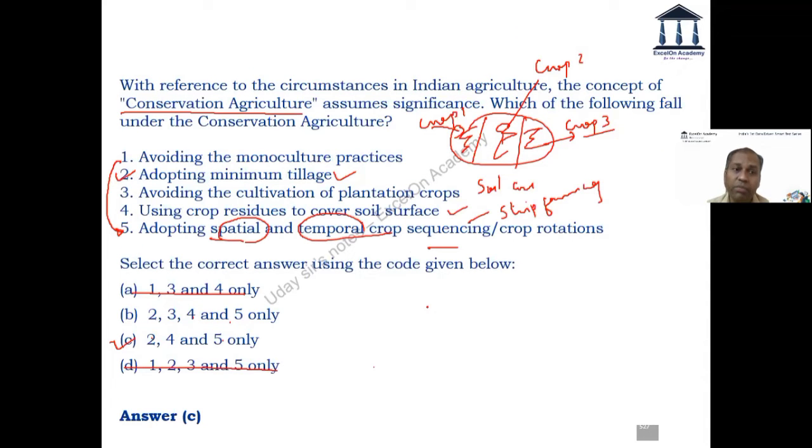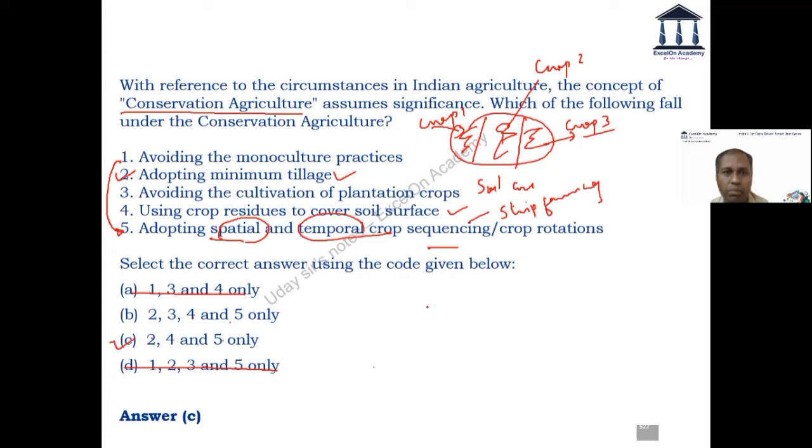Yeah. But if there was an option like 1, 2, 4, and 5, then I would have gone for that option. But unfortunately, there is no such option. No. Because to answer you the other way around: you are saying 1 is definitely not conservation agriculture, but along with it, it is clubbed with 3, avoiding cultivation of plantation crops.